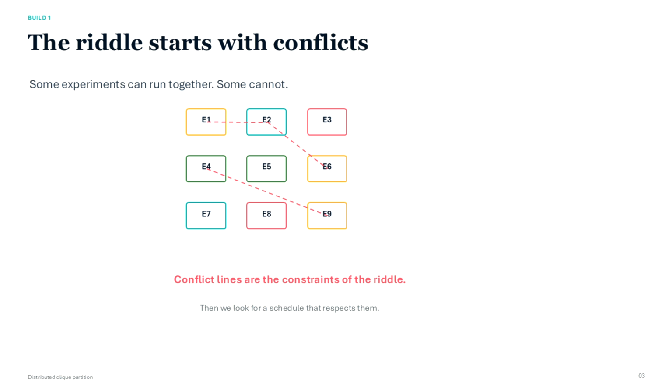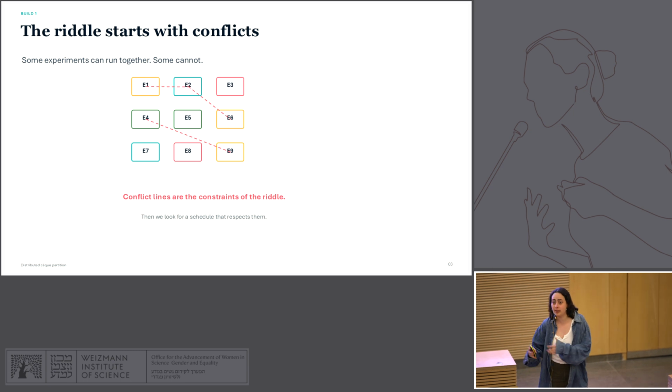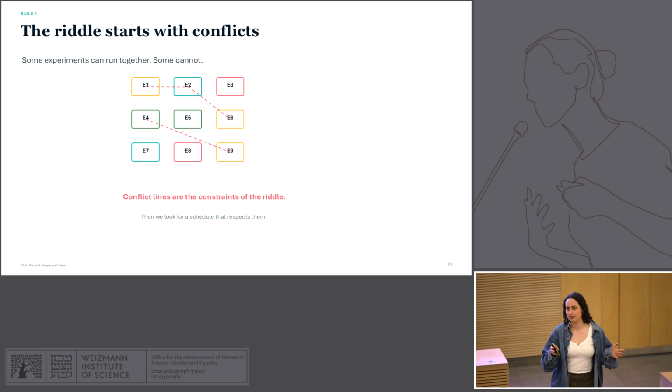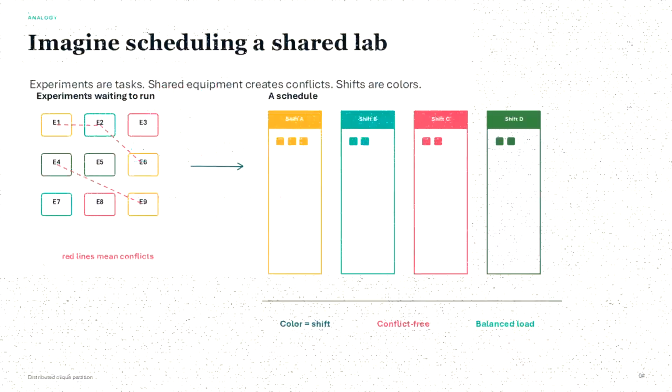Bear with me here. Basically, the conflict lines are the constraints. If we have a week, we want to do experiments in this week. I can't do experiment 4 and experiment 9 on the same day. So basically, what I need to do is divide my experiments into shifts, such that each shift is without conflicts. This is exactly what a graph is.